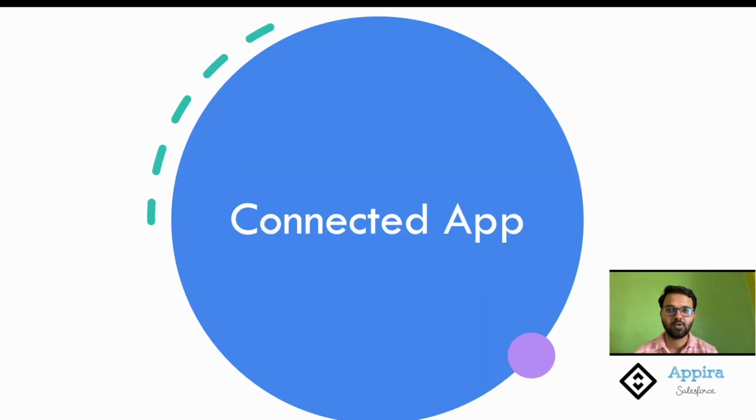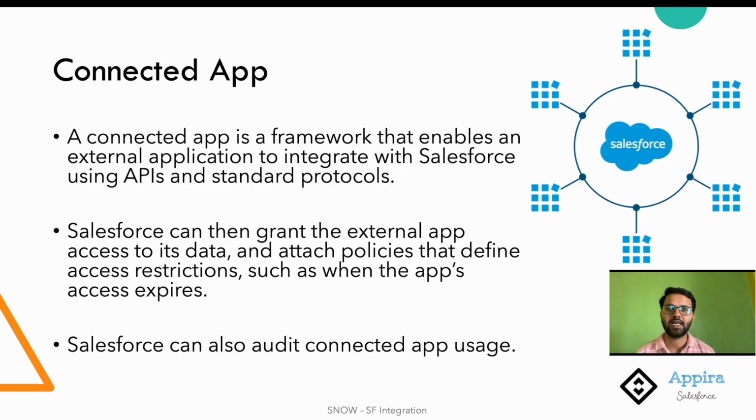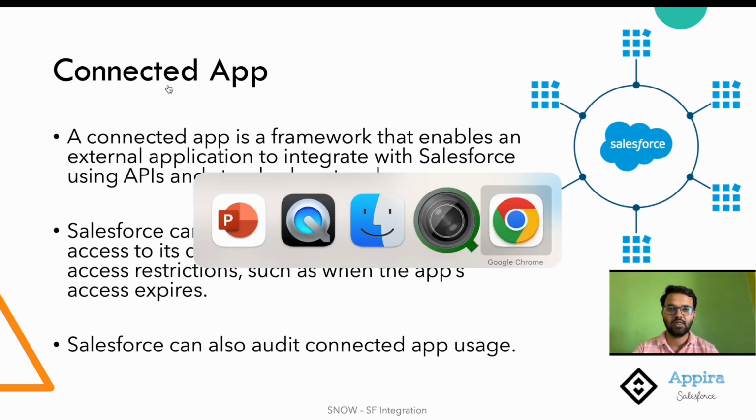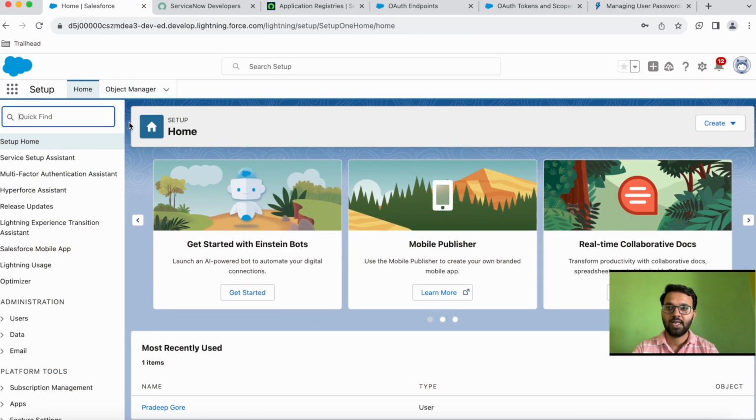Then let us walk through connected app. Connected app is an application which enables other platforms to connect with Salesforce. There are some other things as well. It can be used for audit purposes. It can be used for attaching policies, restricting data access, and all other things. I will not go into more detail. Just search for connected app on the internet and you will get more information on it. So let us get started on connected app.